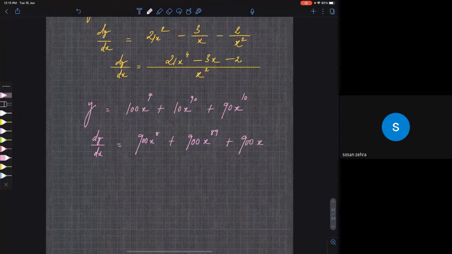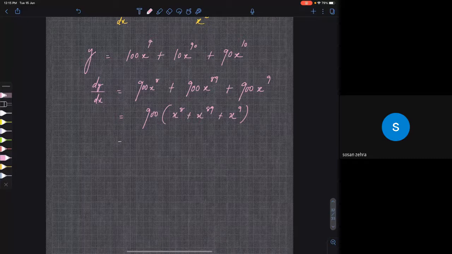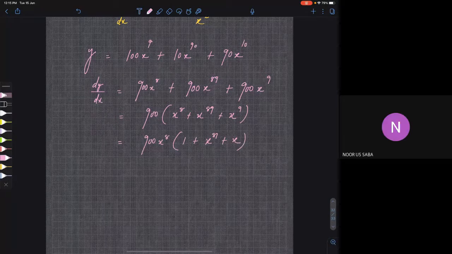So can you simplify this? You can take 900 common. You can write x power 8 plus x power 89 plus x power 9. You can simplify further if you want. You can take x power 8 common. So you get 1 plus x power 81 plus x. So this is how you do differentiation. Are you getting my point?